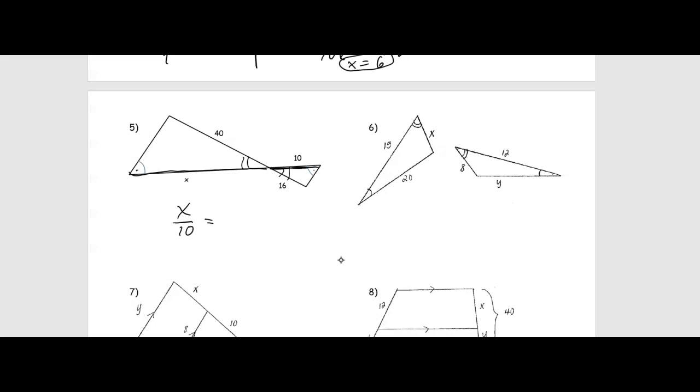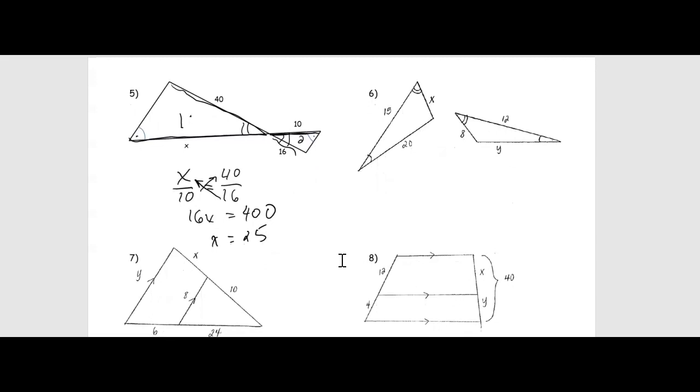And then since I went from triangle 1 here to triangle 2, the big one to the little one, I'm going to use the big side in the numerator for the second fraction, and its corresponding side is 16 in the other. So from there, we crisscross multiply 16 in the x, 10 times 40, 400, and then we would divide 400 by your 16, and that should give you 25. Number 6, pretty straightforward, just make sure we're doing the corresponding sides.